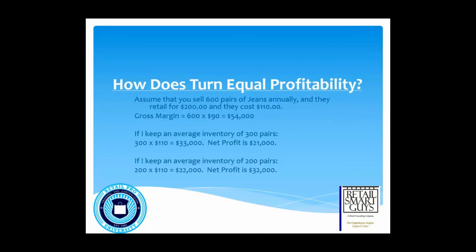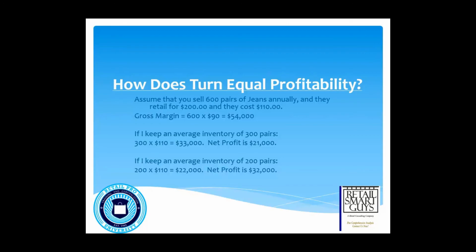So how does turn equal profitability? Well, look at this interesting example here. Let's assume again we sell 600 pairs of jeans on an annual basis. And let's just say they retail for $200 and they cost us $110. So what's our gross margin? Well, it's 600 pairs times $90, which is our margin, the $200 minus the $110. So our gross margin is $54,000.